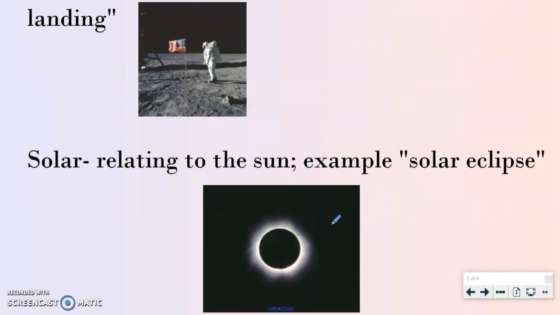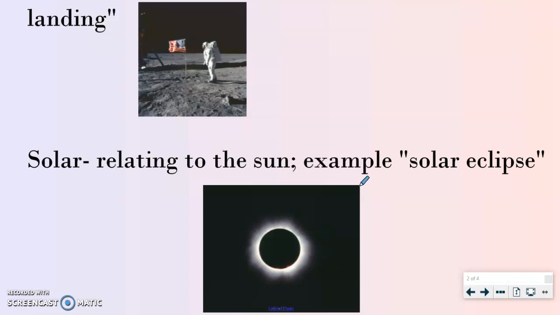So for example, if you're talking about a solar eclipse, it means that the light of the sun has been blocked. So here, actually the moon is in this picture. It's covering up the sun completely. And so this light is the sun's light, and then the moon is covering it. So a solar eclipse is when we can no longer see the sun.